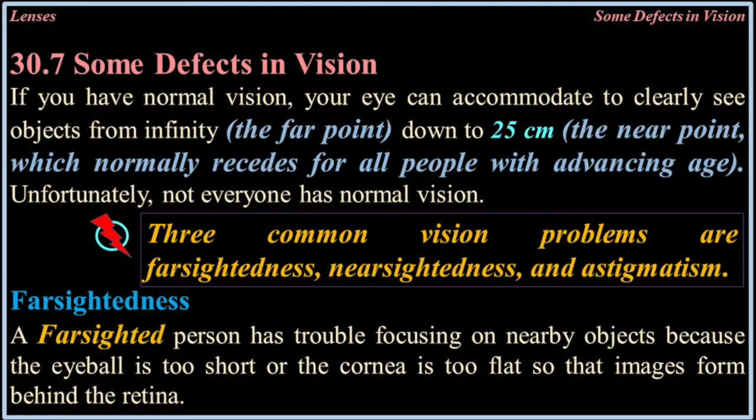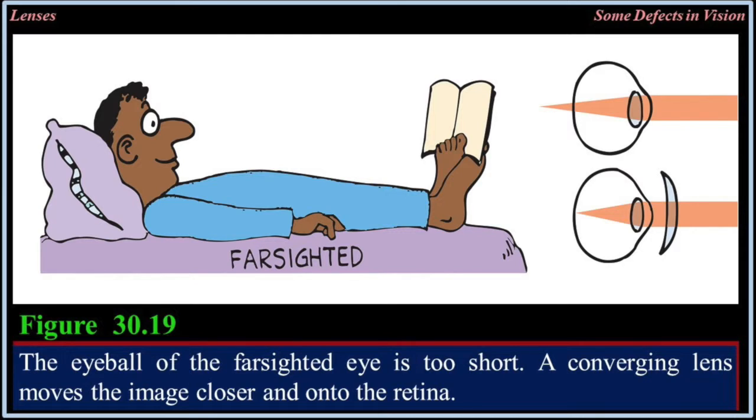Farsightedness. A farsighted person has trouble focusing on nearby objects because the eyeball is too short or the cornea is too flat, so that images form behind the retina. As figure 30.19 illustrates, farsighted people have to hold things more than 25 centimeters away to be able to focus them. The remedy is to increase the converging effect of the eye. This is done by wearing eyeglasses or contact lenses with converging lenses. Converging lenses will converge the rays that enter the eye sufficiently to focus them on the retina instead of behind it.